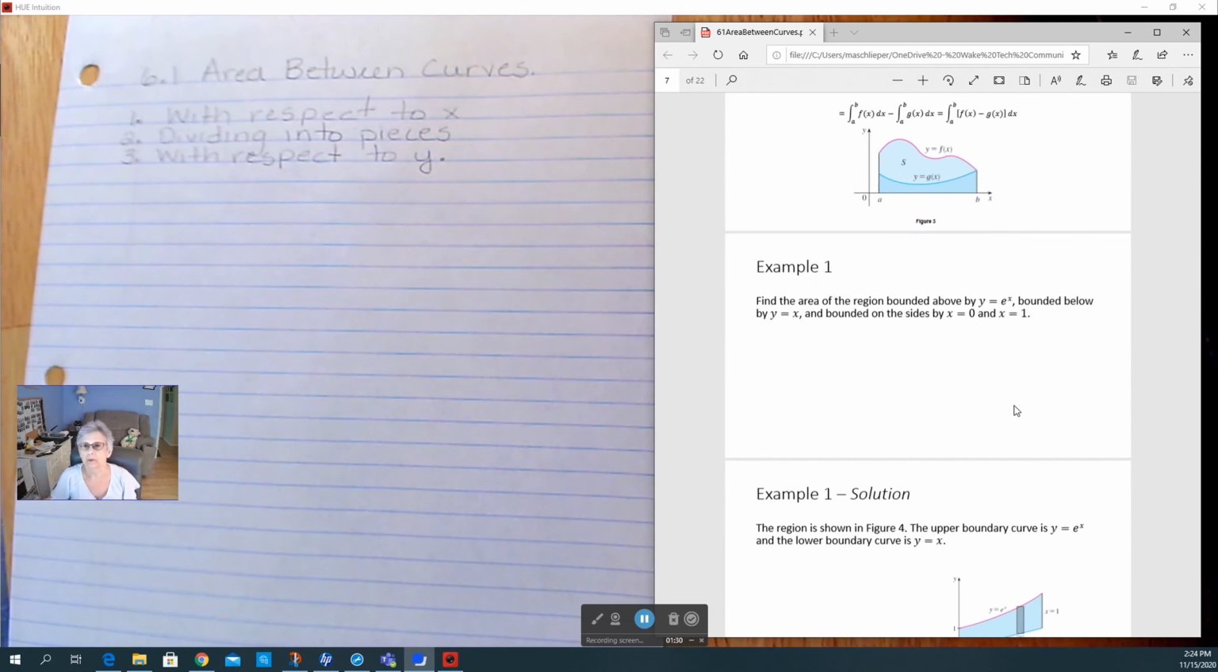Let's look at an example. The area of the region bounded by y equals e to the x above, below by y equals x, and on the sides from x equals 0 to x equals 1. Always sketch a graph first. If it's challenging, then you can resort to Desmos, but try to do it by hand if you can, because you know on test day, no Desmos.